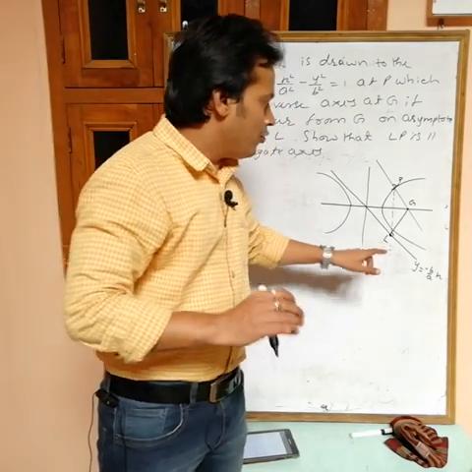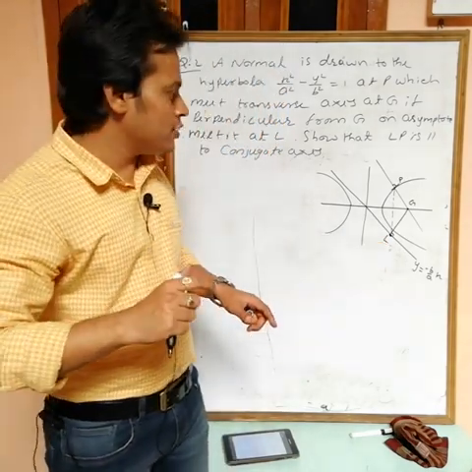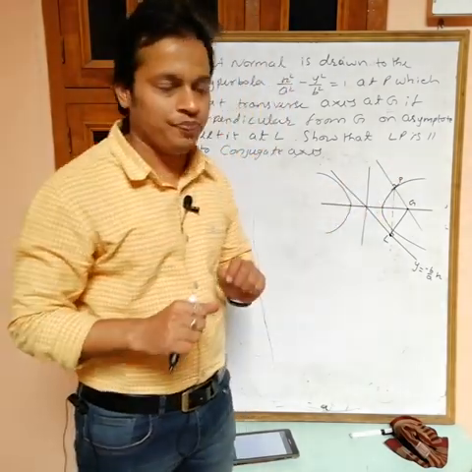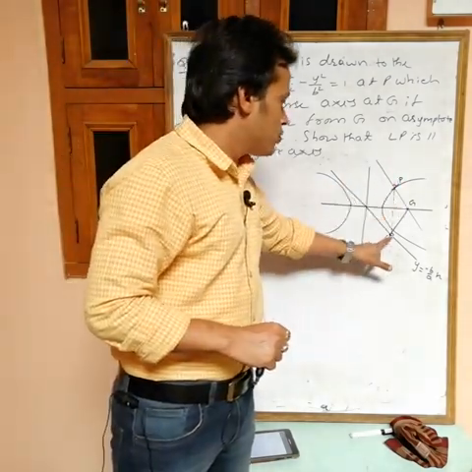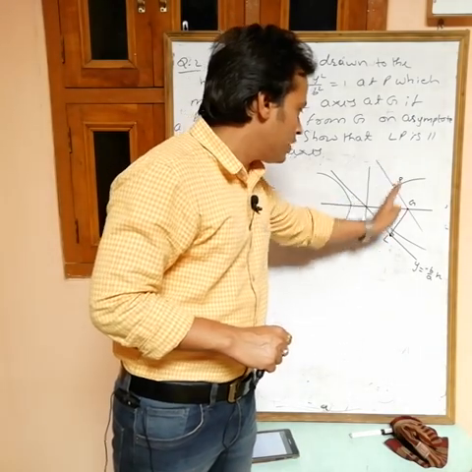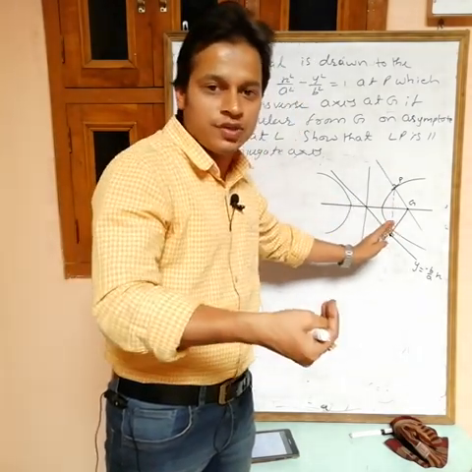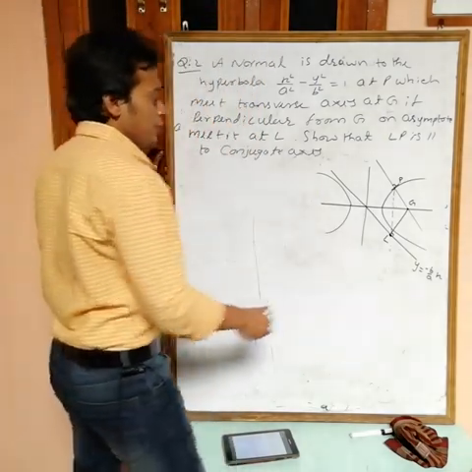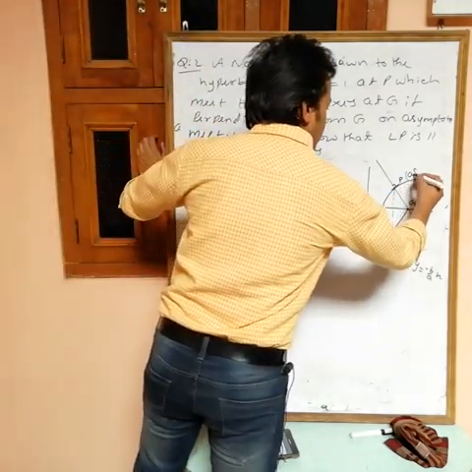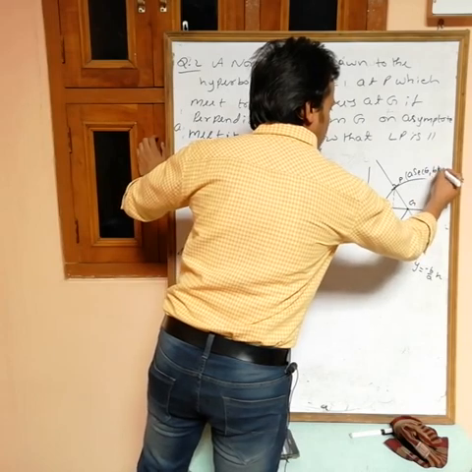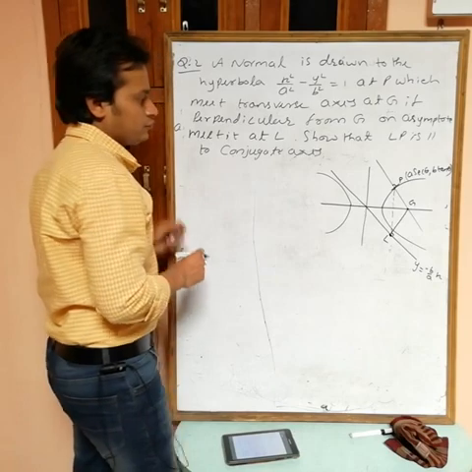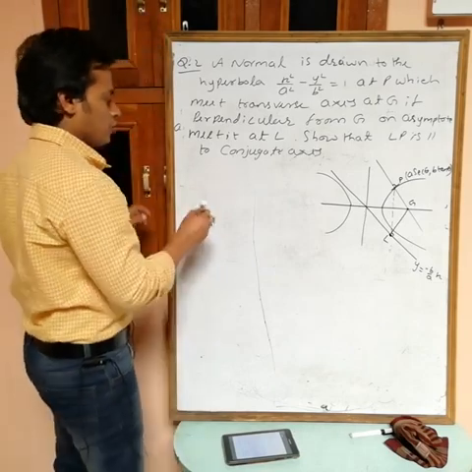When will LP be parallel to the y axis? If the x coordinate is the same. If the x coordinate of these 2 points is the same, then the equation of this line is like x equals to something, which means parallel to the y axis. So P is any point, suppose P is a sec theta comma b tan theta, a general point of this hyperbola. Now normal at P.